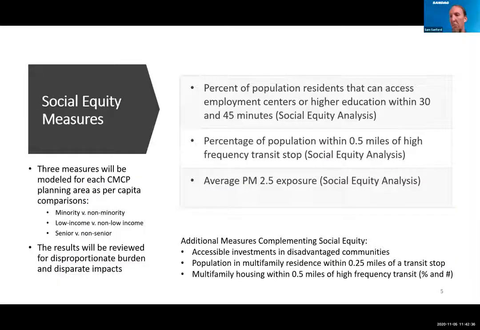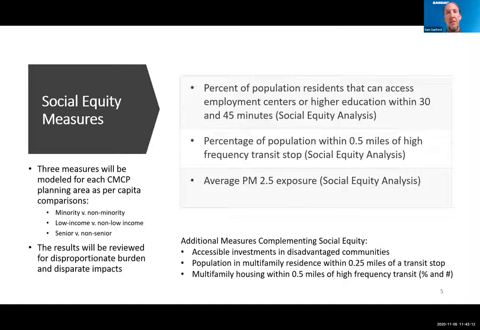So looking back at spending a little bit of time on the social equity measures themselves, there are 3 that we are going to be working through the social equity analysis process, where we have the social equity focus areas or focus populations and the non-populations. We have the percent of population residents that can access employment centers. And then we also have the percent of population within a half mile of high frequency transit. And then we have the environmental burden of average PM 2.5 exposure. Those are the 3 that will go through the full analysis.